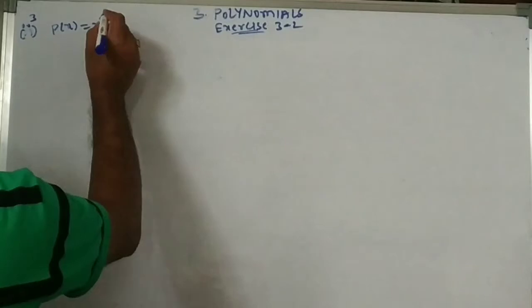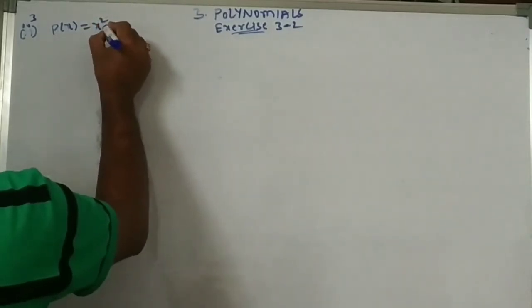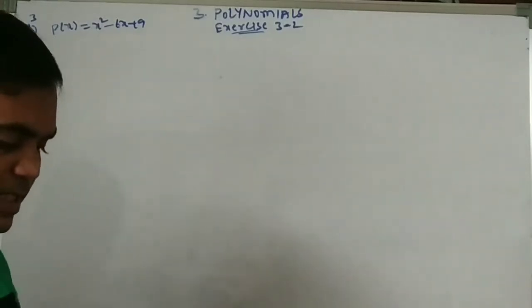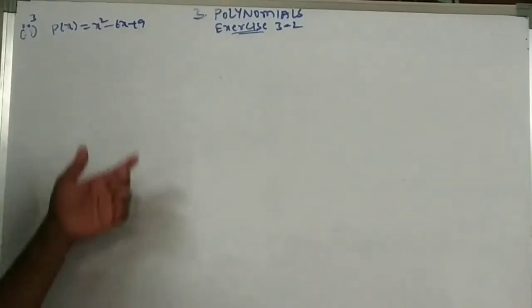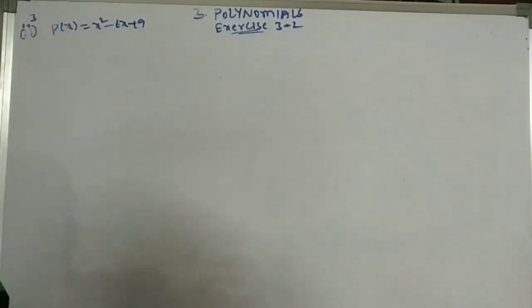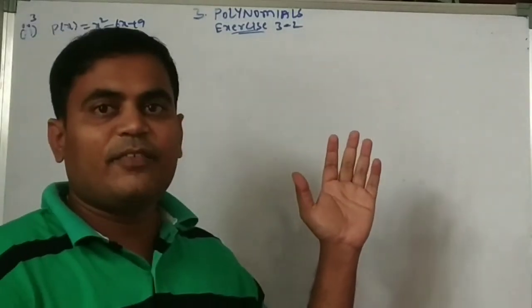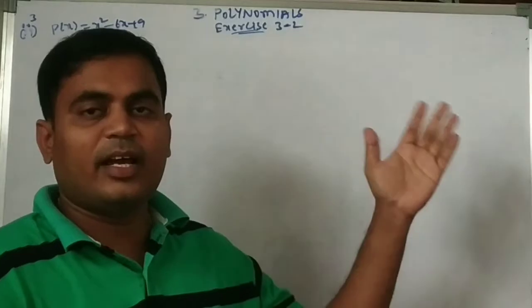P of x equal to x square minus 6x plus 9. So I am taking this polynomial, we need to find out the zeros of this polynomial with the help of graphical representation by drawing a graph.